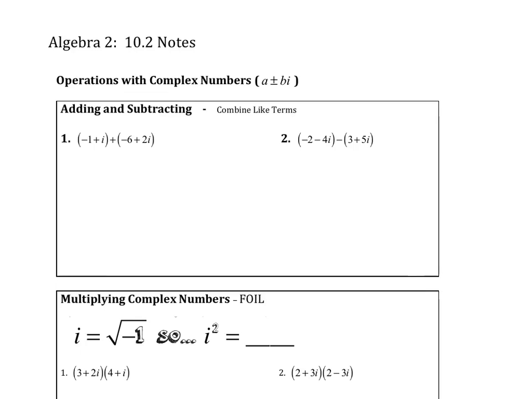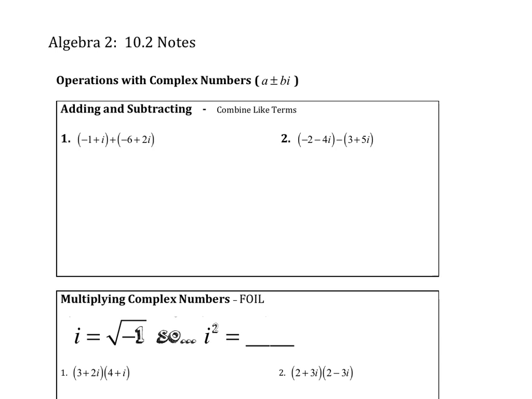Hey guys, so we're moving on to the next lesson in Unit 10, and this lesson is all about operations with complex numbers. So now we're going to learn how to add when we have imaginary numbers or complex numbers, and subtract when we have imaginary, and even multiply.